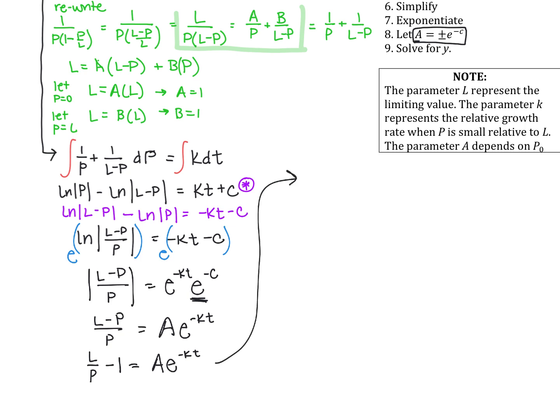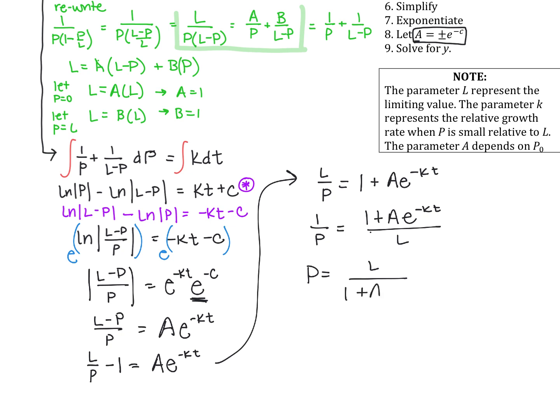And when we do the math here, then we get L over P equals 1 plus A e to the negative KT. Now remember, I want it to be P equals, so let's take an extra step. 1 over P equals 1 plus A e to the negative KT over L. And if I want what P equals, this will switch to be L over 1 plus A e to the negative KT. And so we just proved that equation actually does work.